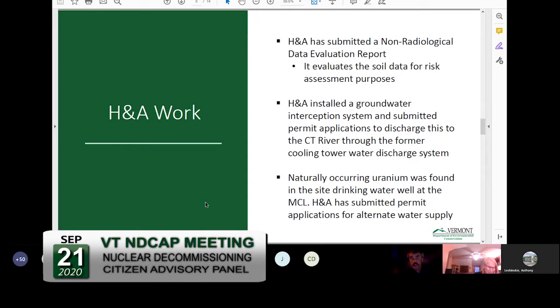The groundwater interception system has been installed, and the permit applications have been applied for, and those are going to go into, I think, public comment, or they're in public comment, and the public meeting for that is happening, I believe, tomorrow night. They're also working on the water supplies, or the drinking water wells, because of the trace of uranium found in one of the wells, and they're rearranging some of the water supply so that the buildings can have potable water.